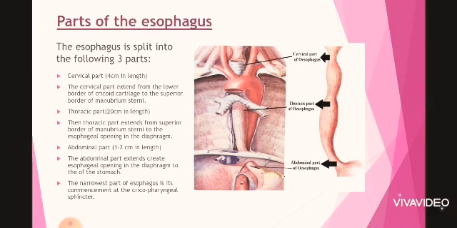Thoracic part is 20 cm in length. Thoracic part extends from superior border of manubrium sterni to the esophageal opening in the diaphragm. Abdominal part is 1 to 2 cm in length. The abdominal part extends from the esophageal opening in the diaphragm to the stomach.